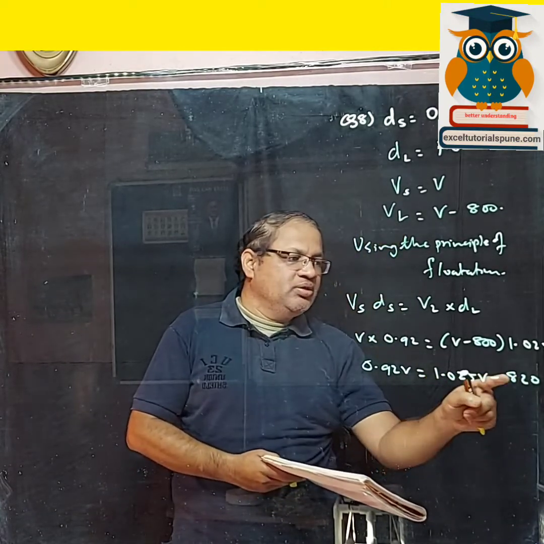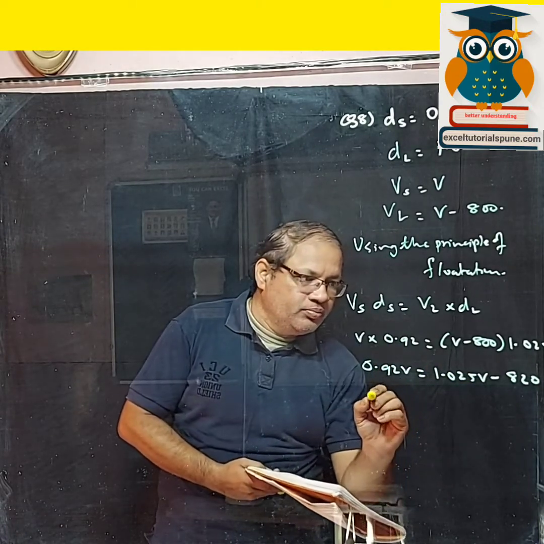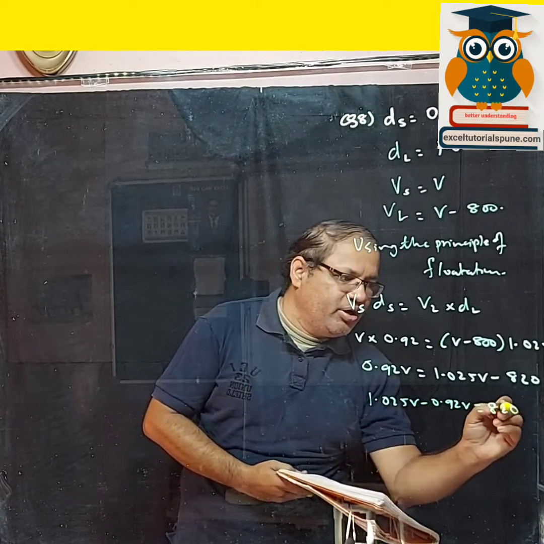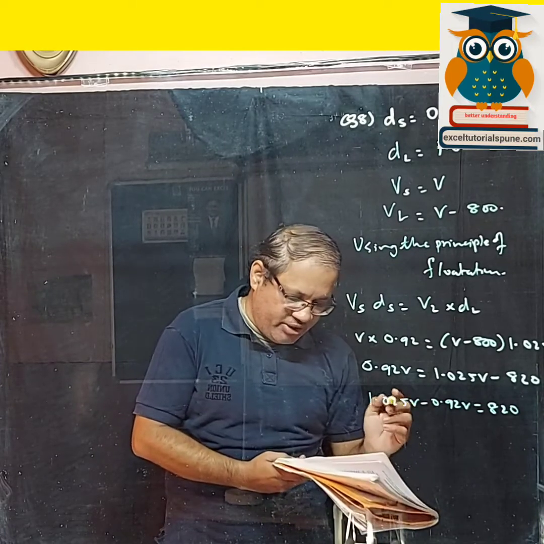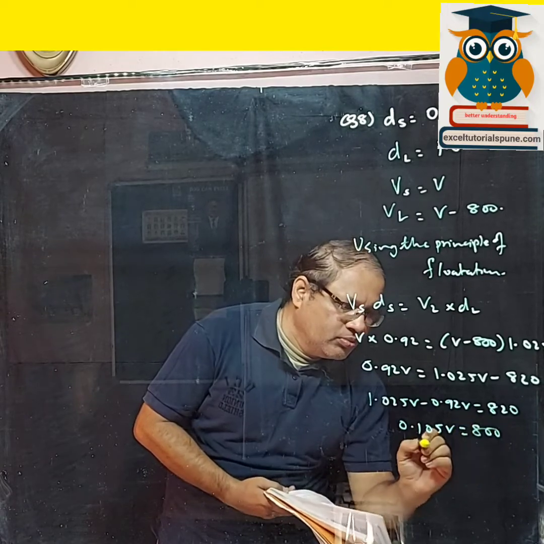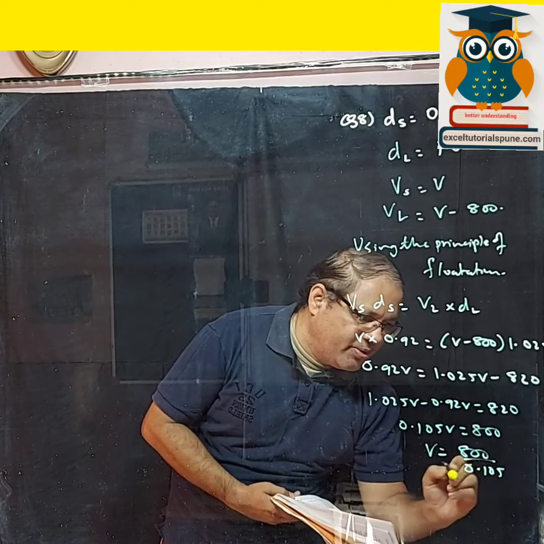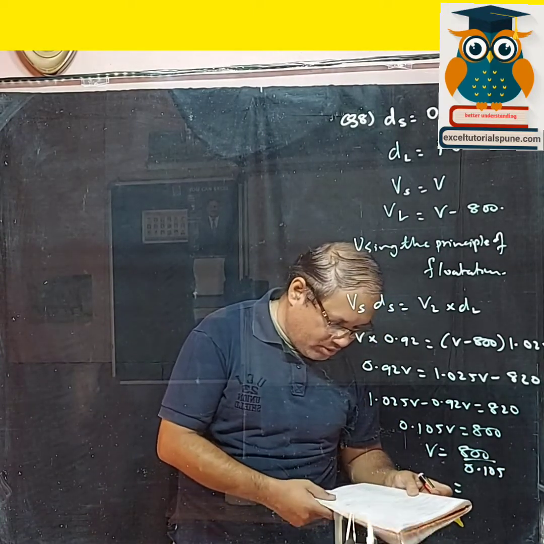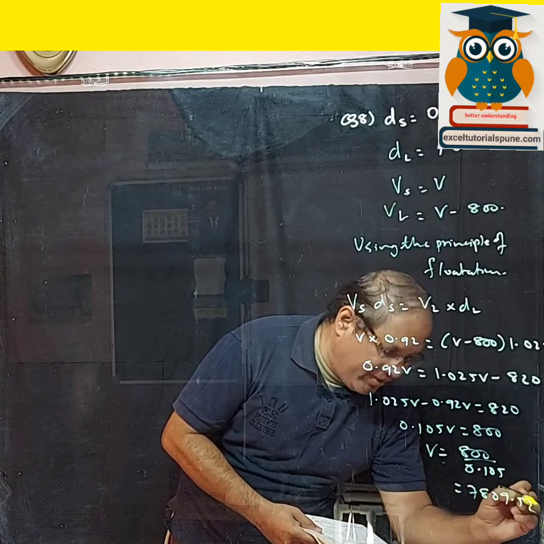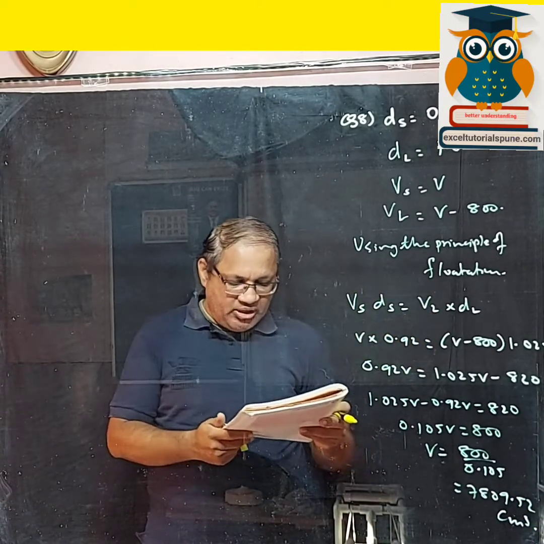Then you bring this 820 this side and this that side. So it will come 1.025 V minus 0.92 V is equal to 820. So that is 0.105 V is equal to 820, so V is equal to 820 upon 0.105, that is coming to 7,809.52 centimeter cube. Okay, so that is how you solve the 8th sum.